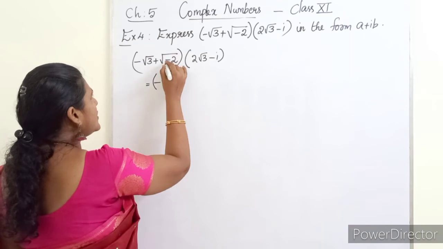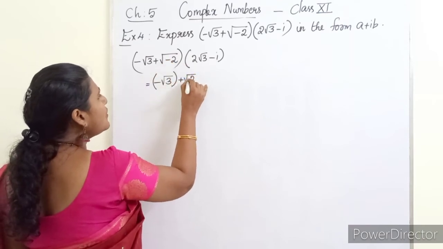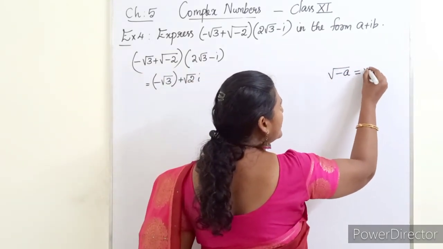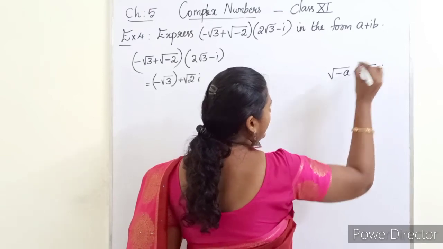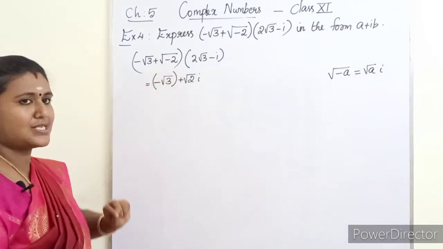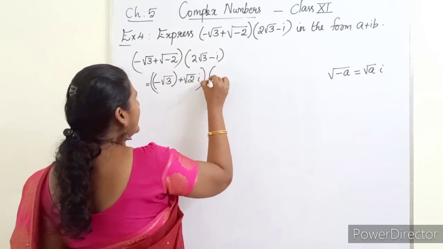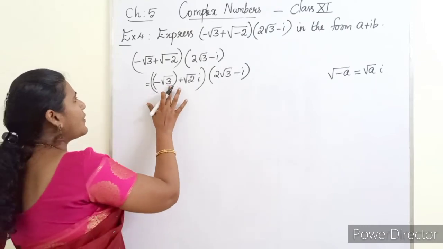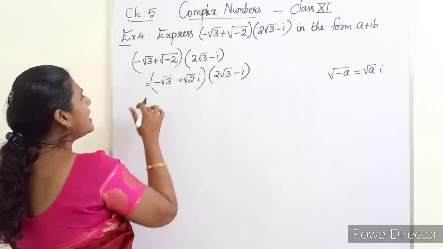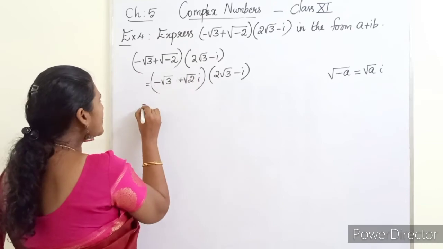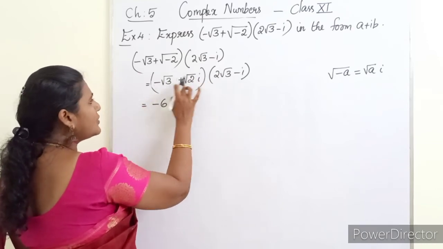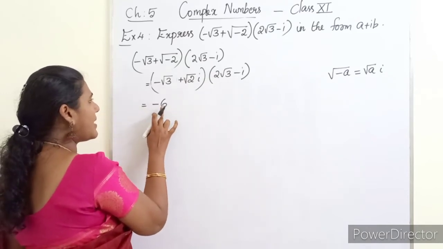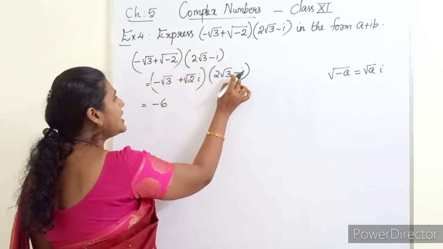Minus root 3 plus, this we can write as root 2i. We have already seen root of minus a is equal to root a i. So we can write root of minus 2 as root 2i, into this one, 2 root 3 minus i. Now we will multiply these two complex numbers. So minus root 3 into 2 root 3, that is minus 6. Root 3 into root 3 is 3, so 3 into 2 is 6, and here we have the minus sign, so minus 6.